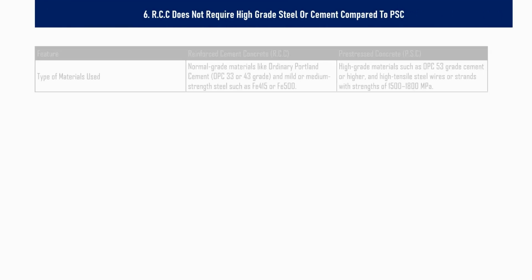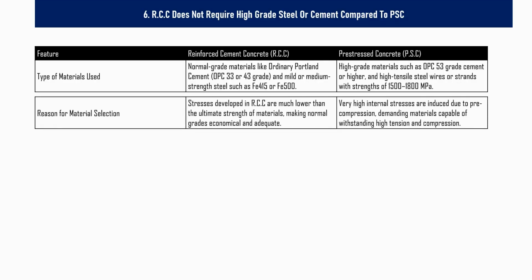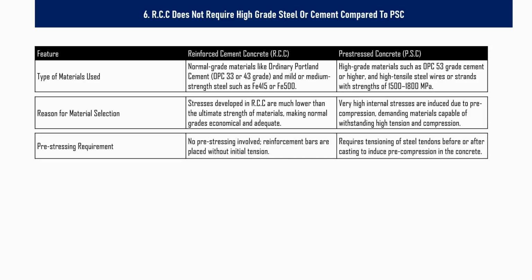In RCC structures, we generally use normal-grade materials like ordinary Portland cement, OPC 33 or 43 grade, and mild or medium-strength steel, such as Fe 415 or Fe 500. This is because the stresses developed in RCC are much lower compared to the ultimate strength of the materials. The concrete mainly handles compression, and the steel handles tension, but both work well even with standard grade materials. Since there's no pre-stressing involved, the steel is not required to be stretched or tensioned to very high limits, which makes the use of normal grades both economical and sufficient for safety.